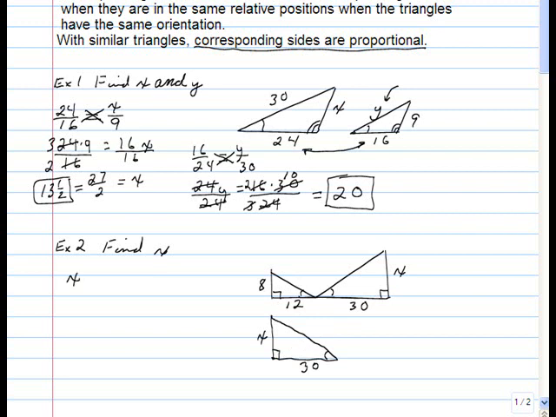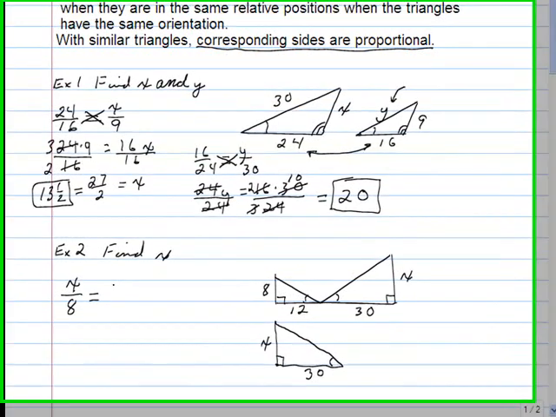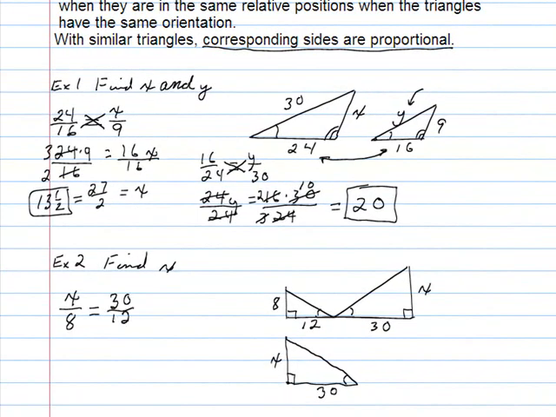I set up X is to 8, big is to small, as 30 is to 12, big is to small. And I'm using my corresponding sides, left is to left as base is to base. I set my cross products equal. I get 12x is equal to 8 times 30. I divide both sides by 12, and I get some good canceling going on. 8 is 4 times 2, 12 is 4 times 3, so I'll cancel the 4's, and I'll have a 2 left on top and a 3 left on the bottom.